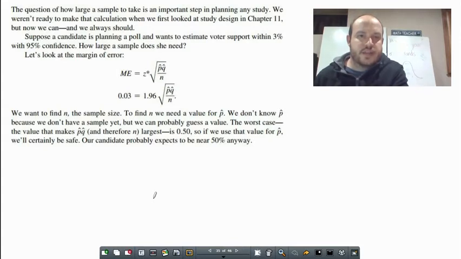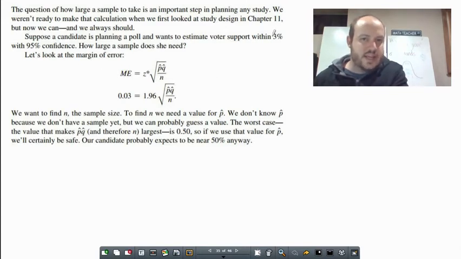So let's go ahead and check the question they had on here and see what work they do to actually find this n once they know the conversation we just had. So they said that suppose a candidate is planning a poll and wants to estimate the voter support within 3% with 95% confidence. How large a sample does she need? So all they did is took the information they have and plug it into our margin of error formula. Remember, our confidence interval is made up of p hat plus or minus the margin of error. So really, that's the only thing we have to work with here.